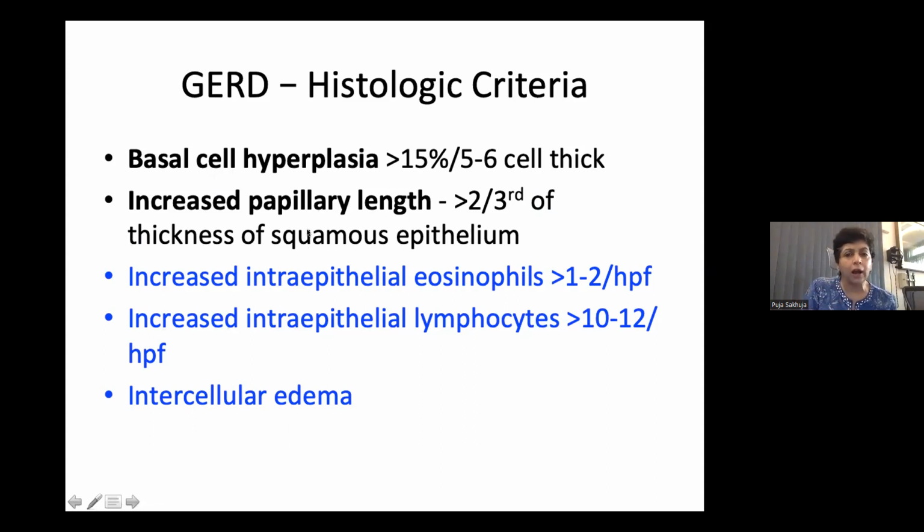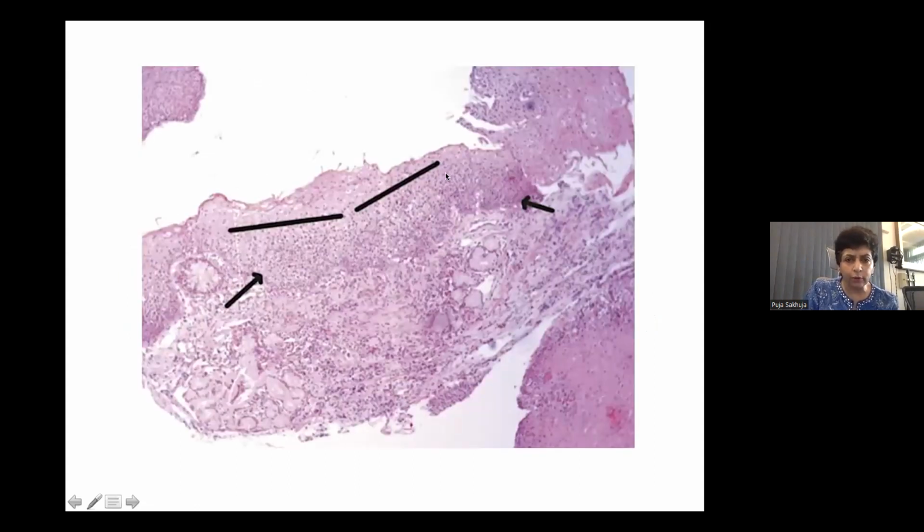lamina propria are reaching. Then if there is esophagitis, you can see neutrophils, eosinophils, and lymphocytes in the squamous epithelium. In addition, you can see intercellular edema. So this is a photomicrograph showing the basal cell hyperplasia, which has reached almost 50%, rather than the lower 15% where they should be. These darker staining cuboidal to columnar cells are going right up to this point.